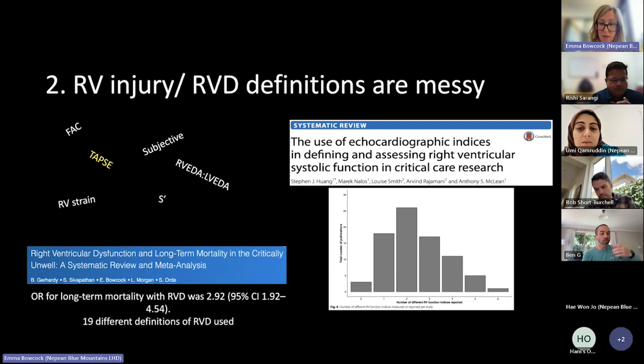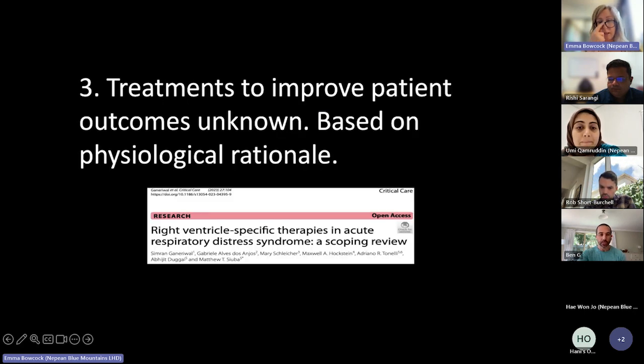And then Ben, who I think has just joined actually, has recently done a systematic review and meta-analysis looking at RV dysfunction, but really focusing on long-term mortality. It's not currently published in its full form yet, but it has really interesting findings, again consistent with short-term mortality: if you have RV dysfunction, your odds of dying later, the long-term mortality, are much higher. And again, in this systematic review, there were lots of definitions of RV dysfunction used, which makes it difficult to hang your hat on one particular thing.